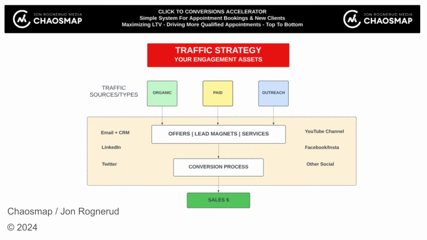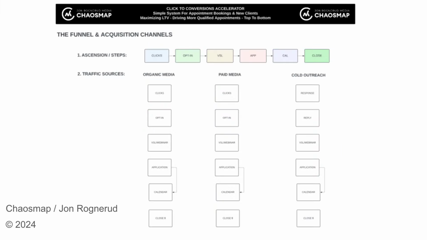Clearly, there's a lot more under the hood here. But if you look at it sort of pulled back out again, the ascension steps there, number one, is basically what we saw earlier: a click to an opt-in, a VSL, an app, a calendar, and a close, and the different traffic sources, which we saw just a minute ago.